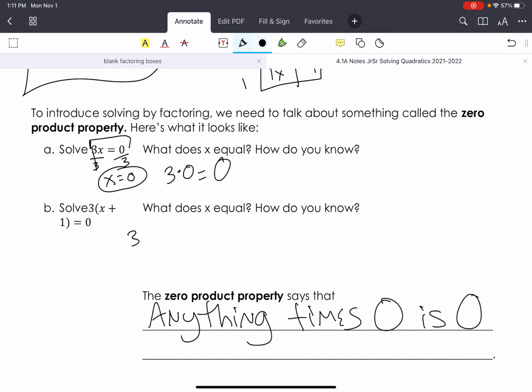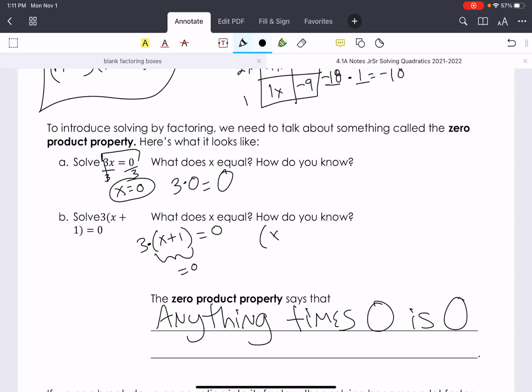Okay, let's look at another one. On this one, right, if I'm trying to find what x should be that'll make this whole thing 0, I don't even have to worry about the 3. I can pretend it's not even there. Because if I can just make the parentheses equal 0, then the 3 times those parentheses will be 0, right? So what number makes those parentheses equal 0? Good.